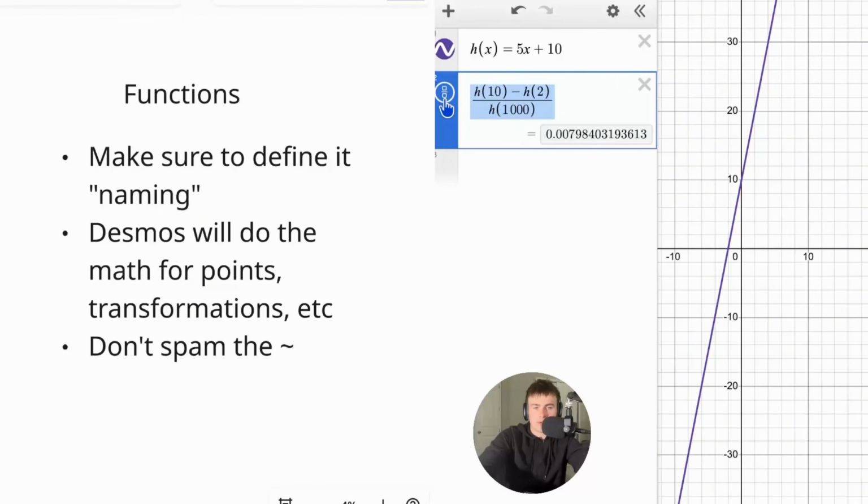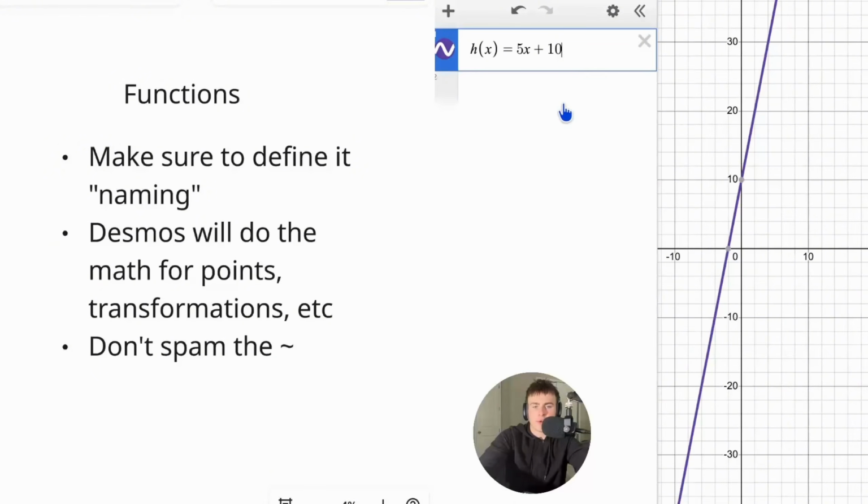You can do whatever procedure you want here, like h of 10 times h of 2 times h of 7, and then divided by h of 1 or something, and then it just tells you what it is. So it does all the work for you. You just have to make sure you actually name the function properly.